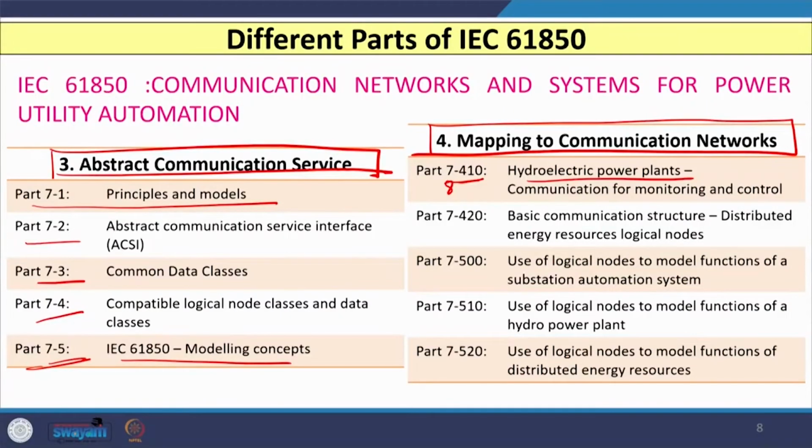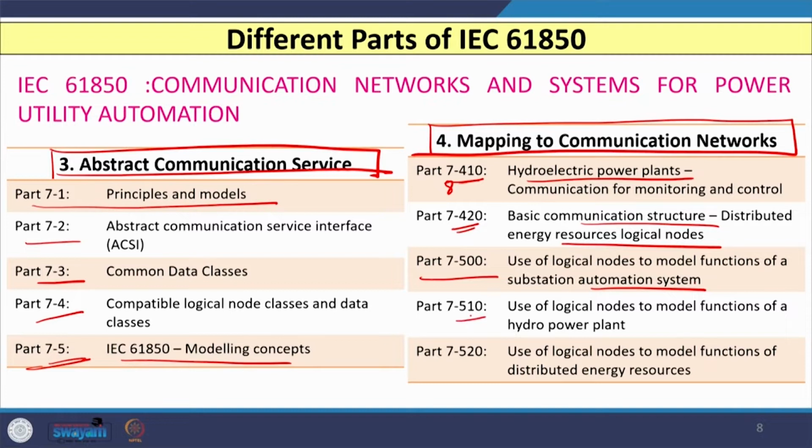So, in 7-420, that is the second one, the basic communication structure related to distributed generators or distributed energy resources in terms of logical nodes is also discussed. In part 7-500, how we can use the logical nodes to model the functions of a substation automation system is also discussed.